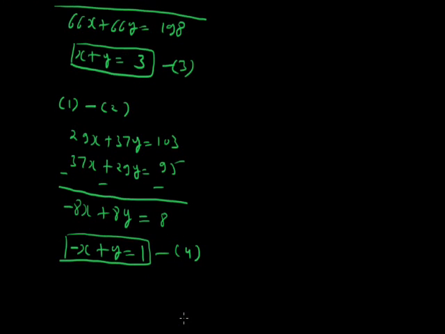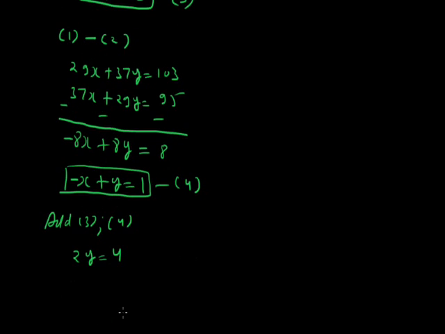Now I add these two equations 3, 4. जब मैं 3 और 4 को ऐड करूँगा तो देखिए x and x get cancelled because they are opposite sign. y plus y, I get 2y equals 3 plus 1, that is 4. When we add equations 3 and 4, it becomes 2y equals 4. So y equals 2. The value of y is 2.